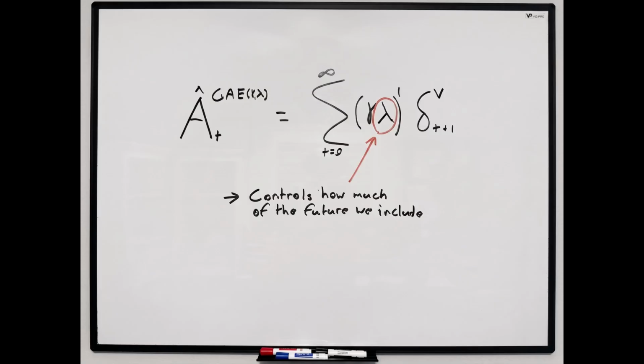This is where lambda comes in. Lambda controls how much of the longer future we include. Low lambda makes the future fade out quickly. High lambda lets future experience matter for longer. So gamma and lambda together control how far credit or blame reaches backward through time.